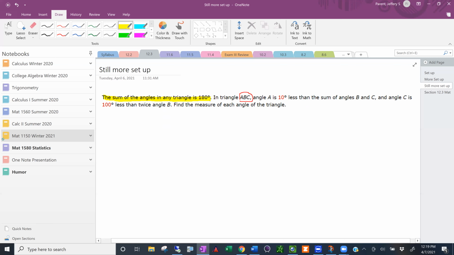So what equation would that give me? Can anyone think of what that would be? A plus B plus C equals 180. Thank you. A plus B plus C equals 180. So let's just put that right here. A plus B plus C equals 180. You know what? I think I like it over here better.